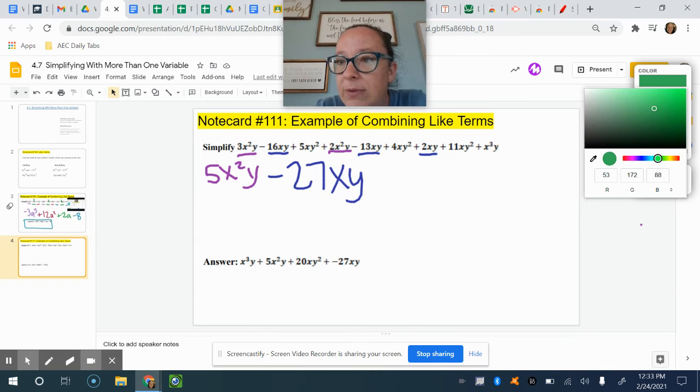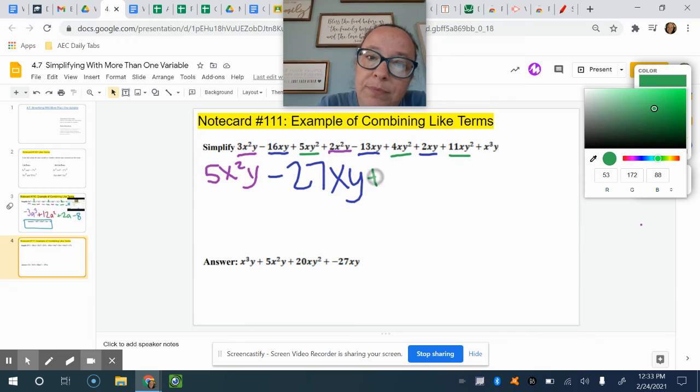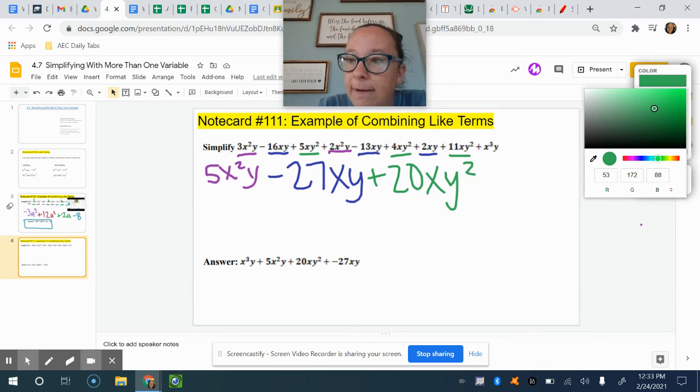Let's go to a green color now. All right, so now I have a 5xy squared, a 4xy squared, and 11xy squared. So the green, 5 plus 4 plus 11 is going to be 20. So 20 and then xy squared. And then lastly, what do I have left? The only thing I have left is this x cubed y. So I just tag it on.